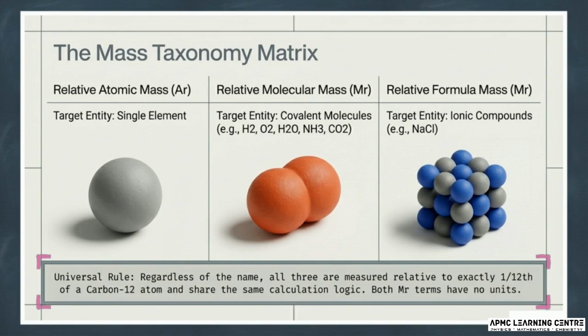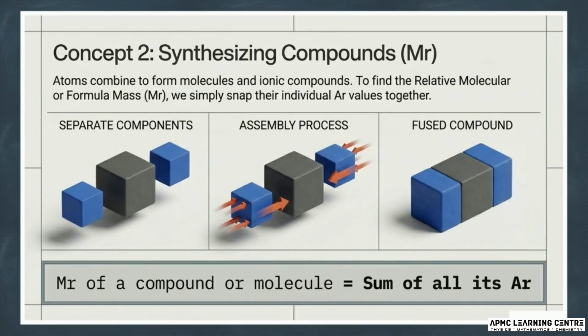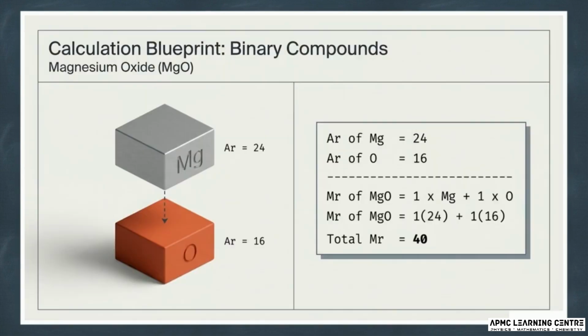Whether called relative molecular mass or relative formula mass, both MR, the universal rule confirms they share the exact same unitless calculation logic. Finding the total mass of a compound is a simple assembly process. To calculate the MR, you just snap the individual atomic values, or AR, together. For a simple binary compound like magnesium oxide, MgO, this calculation blueprint shows a magnesium atom with an AR of 24 and oxygen at 16.